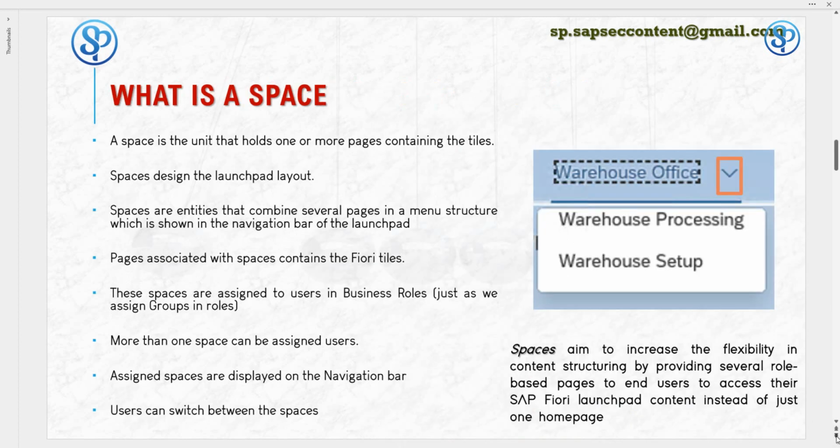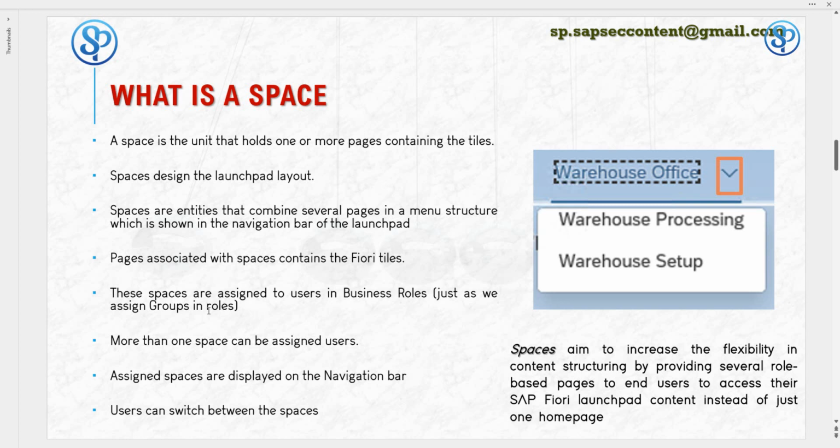So what is a space? Okay. A space is a unit that holds one or more pages together. Okay. So each page contains tiles. Okay. So that's basically what a space is. It's a Launchpad layout design. Okay. You design the Launchpad layout using a space. So basically, by selecting a page, you can display only the apps that are part of that page. Okay, so the layout of the Launchpad screen changes with this concept.